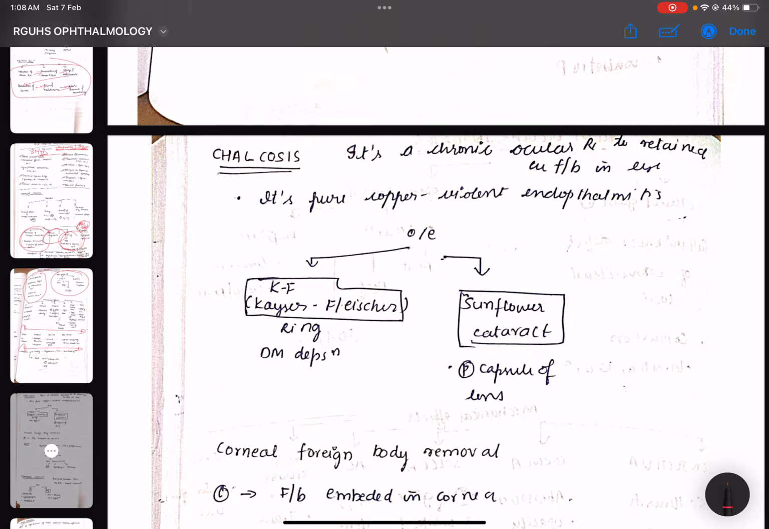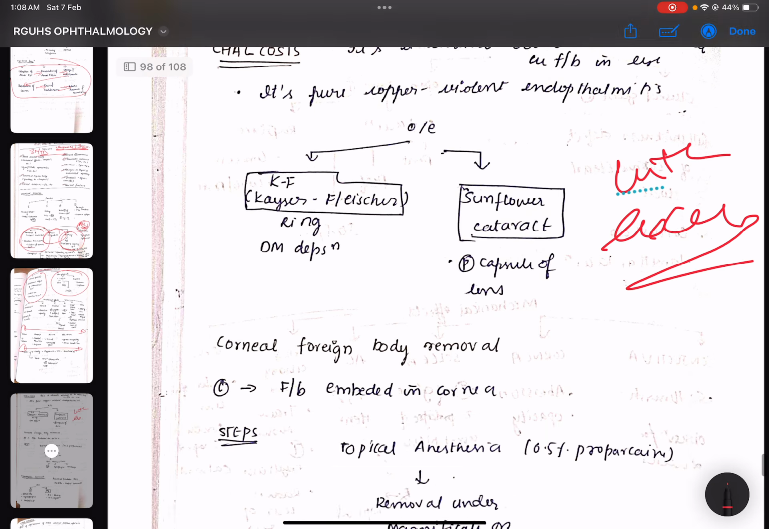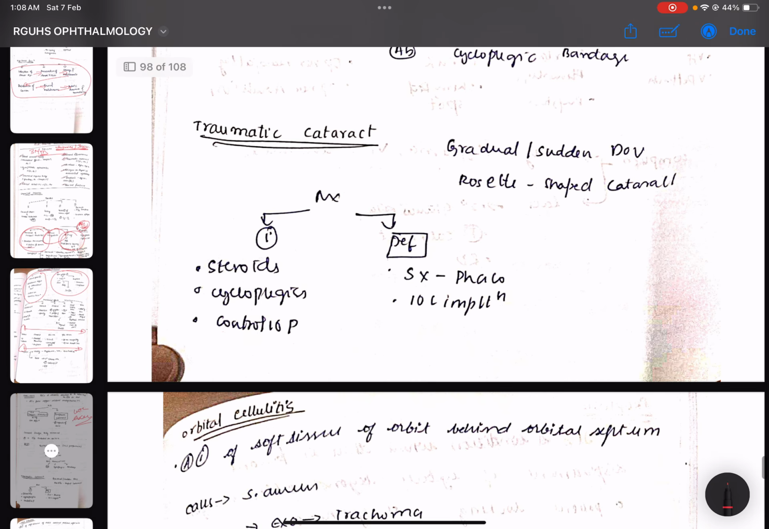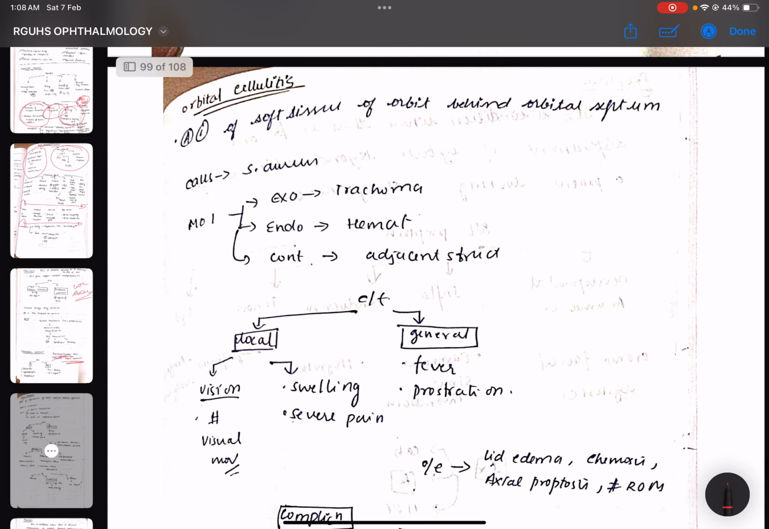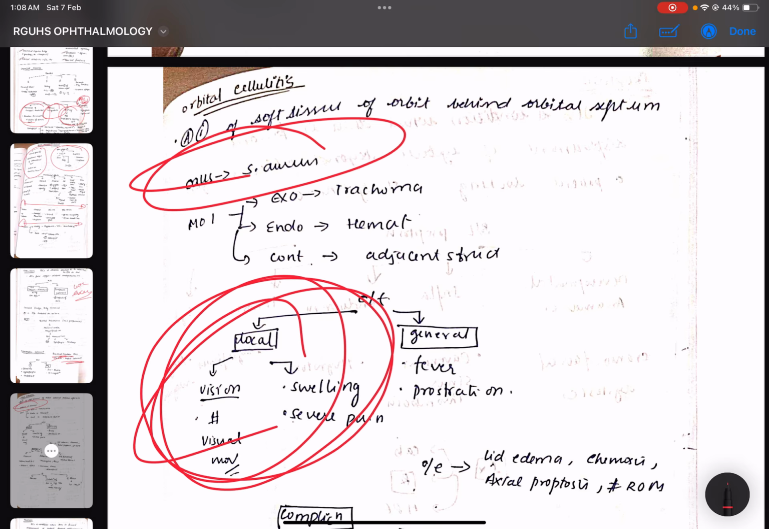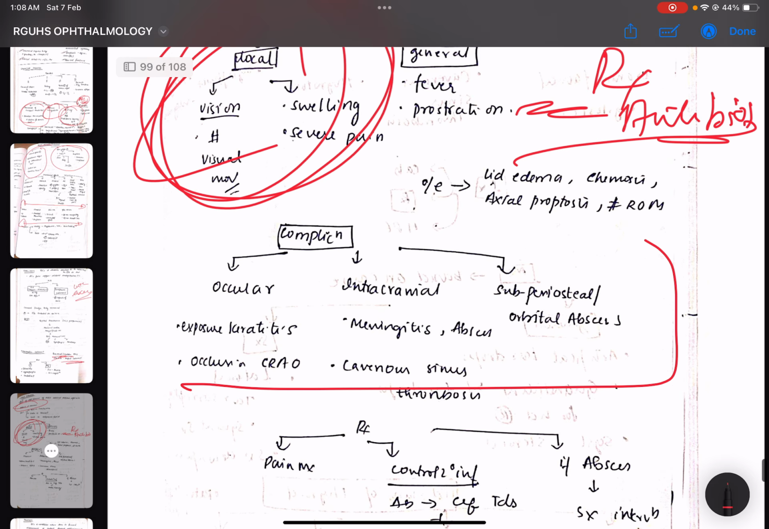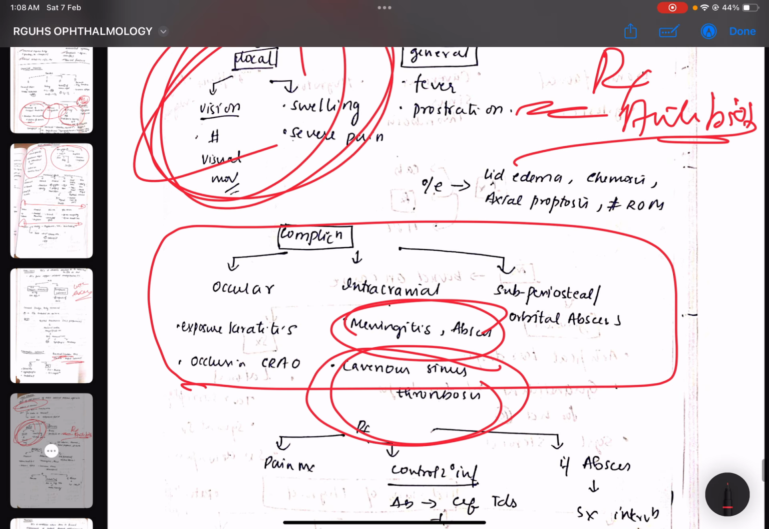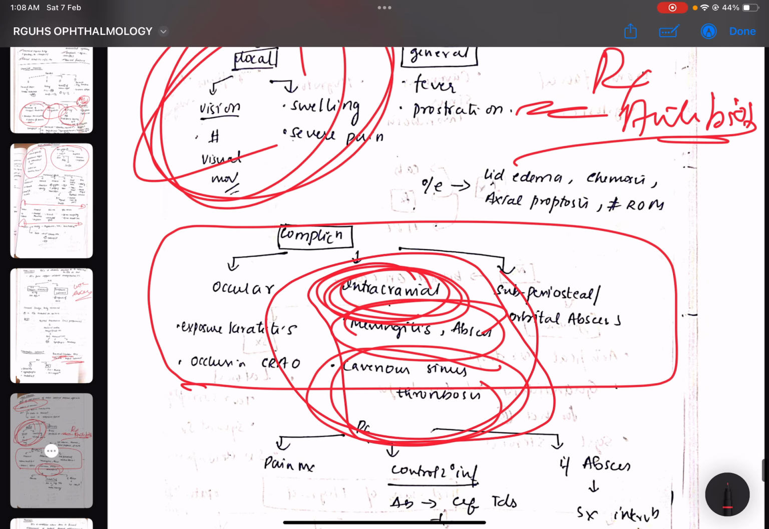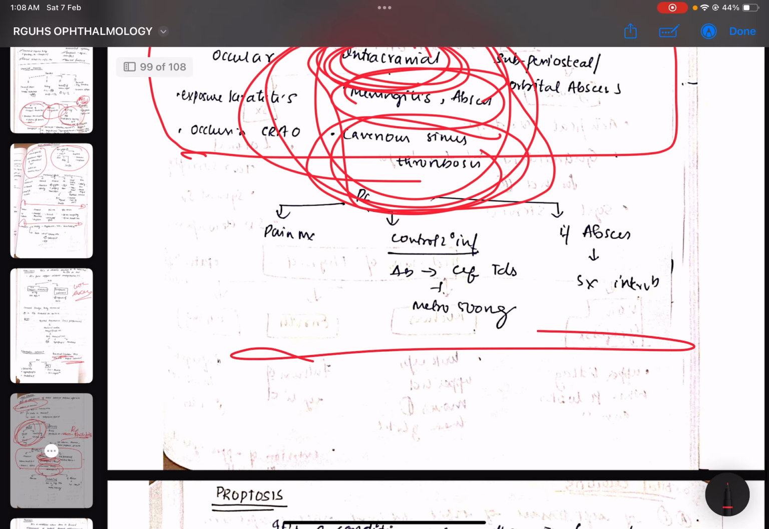Again, this is something to do with endophthalmitis, due to copper excess. Traumatic cataract, I have to mention this. Orbital cellulitis, again cellulitis of the orbit. The major cause is Staphylococcus. Obviously you have to address this, and antibiotics is something I have to mention. These are the complications which you can mention. Make sure you mention this. Intracranial is the major one. This is the treatment.